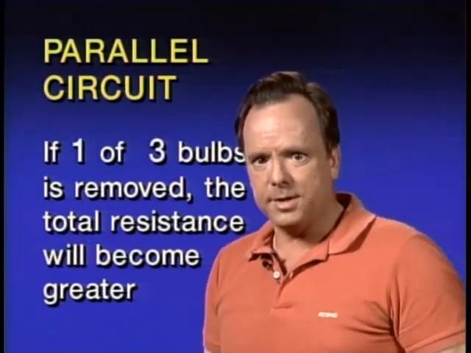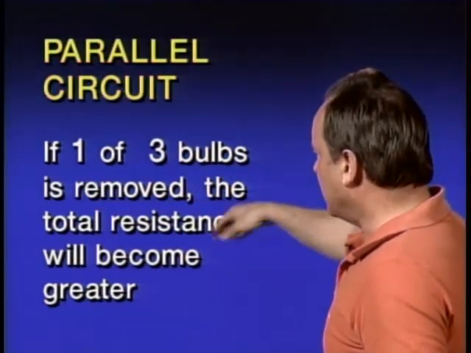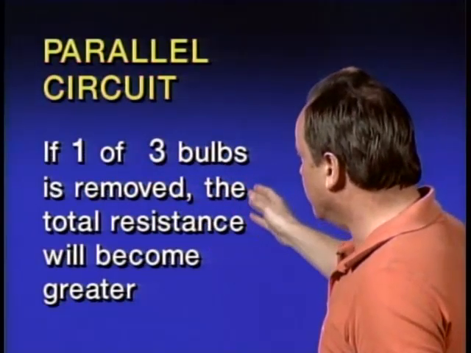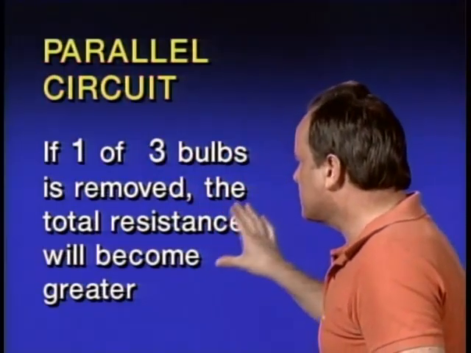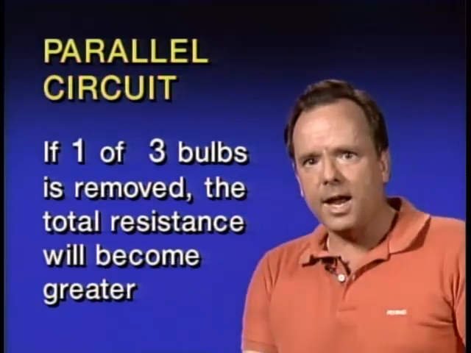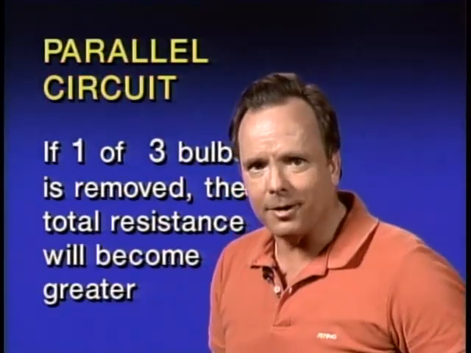Now, there are some things that the mathematics of that formula will tell you, and one of them is this. If you have a parallel circuit, the total resistance of that circuit will be smaller than the smallest resistance in that circuit. So if you have 3 resistances in the circuit, the total resistance is going to be smaller than any one of those 3.